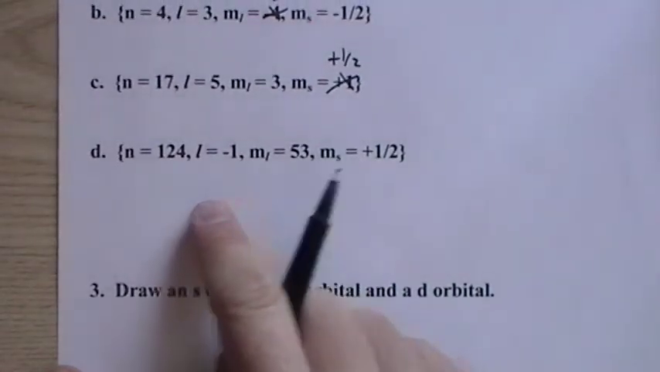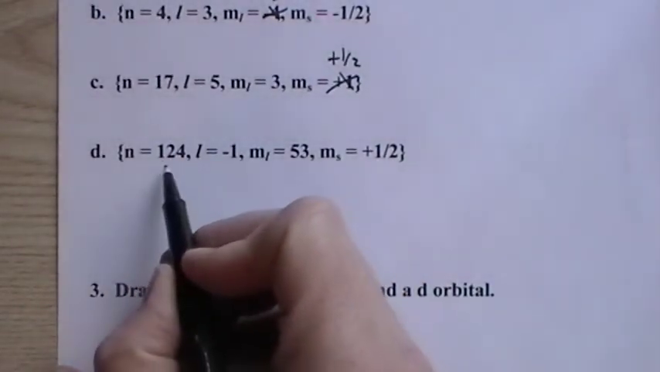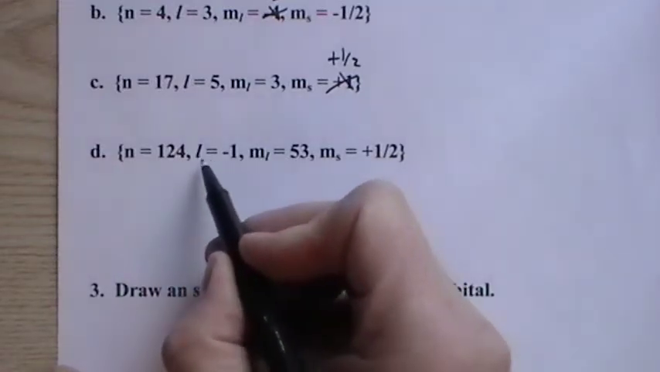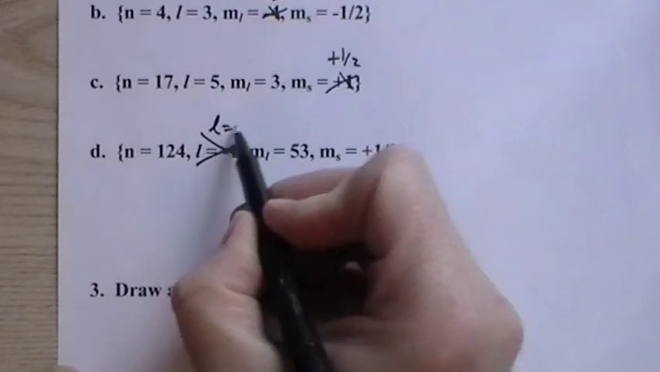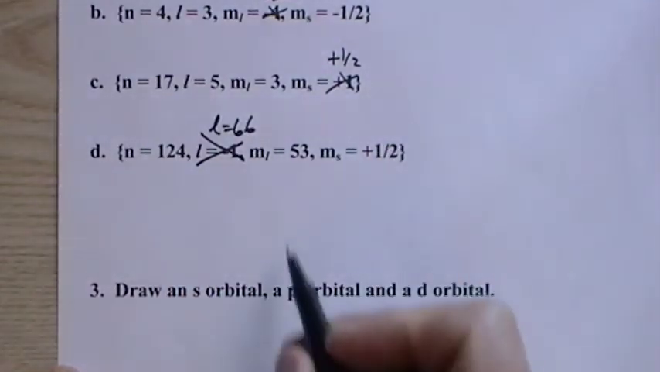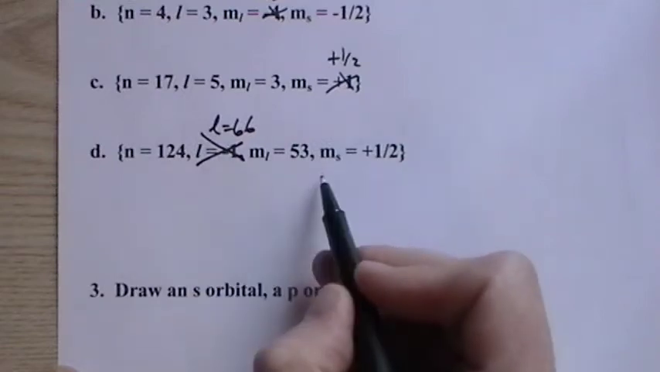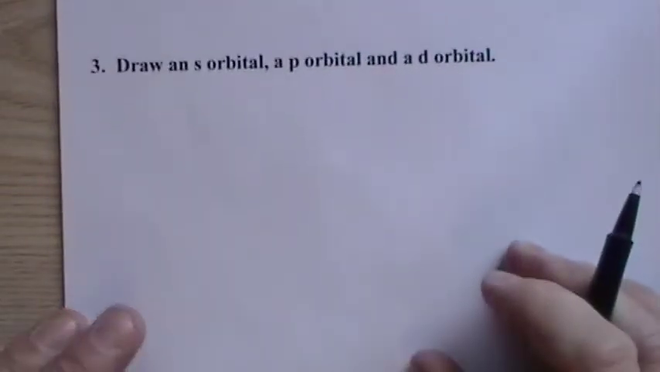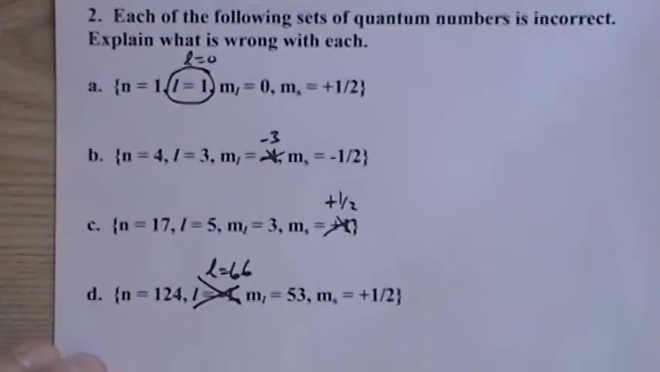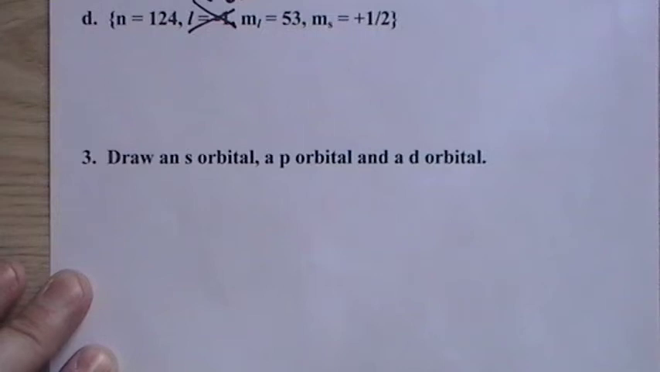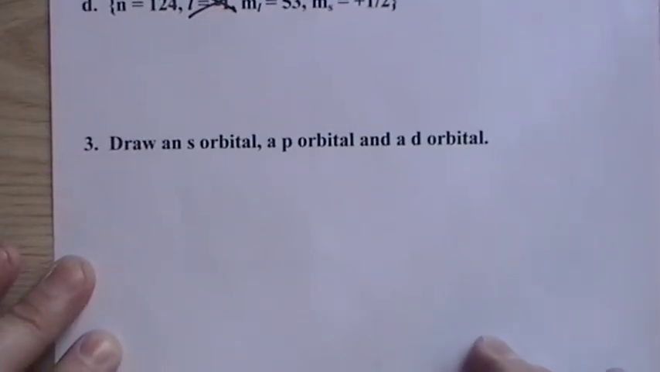And then this last guy here, n is equal to 124. Wow, that's huge, but that's fine. It's just a very large energy level. L cannot be negative, so L can be anything. We can make it 66. It'd be fine here. Glad I chose that, because then m sub L is 53. That's certainly possible as well. So after making those corrections, those sets of numbers are now ones that would represent electrons in a hydrogen atom. Actually, in any atom, I should say, but definitely in a hydrogen atom too.